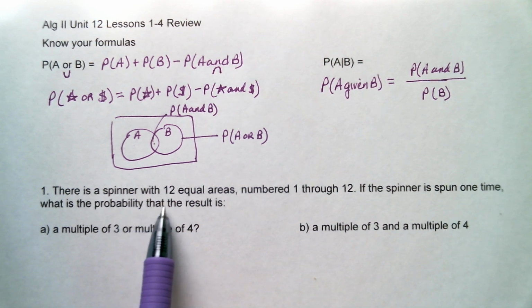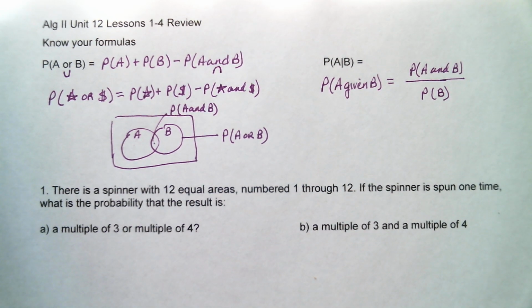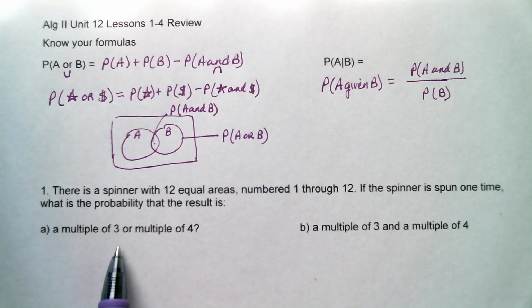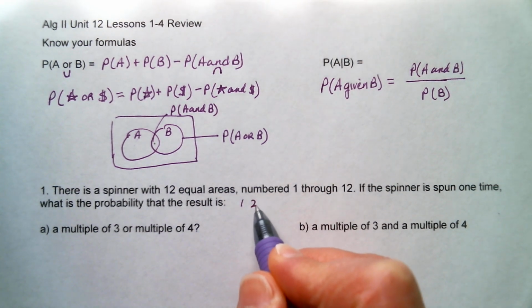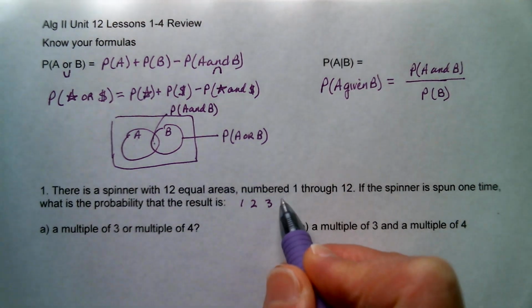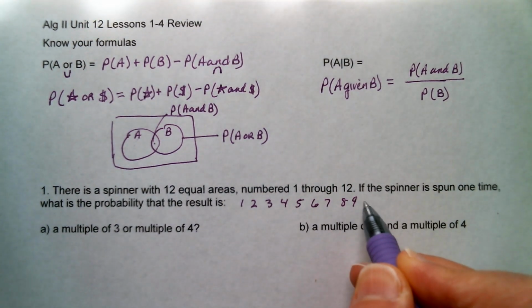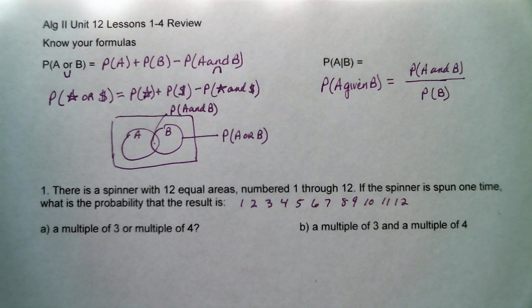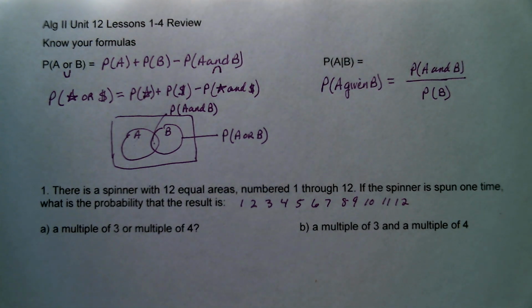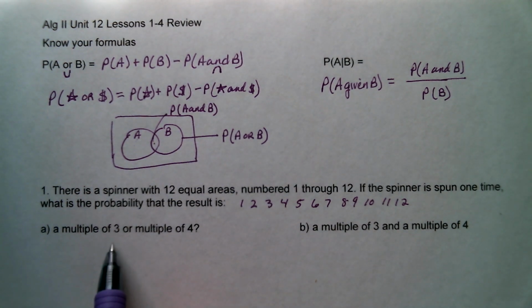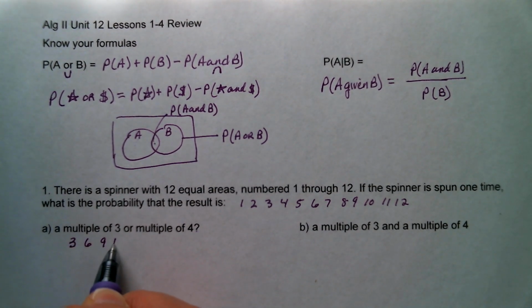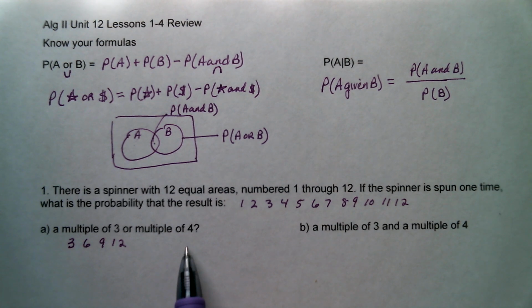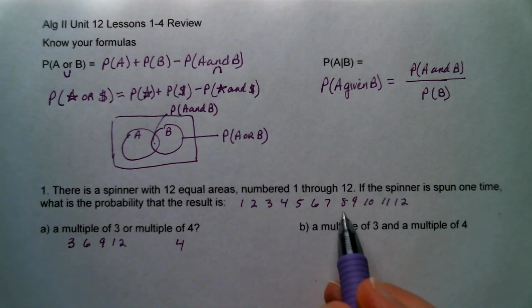All right, so there is a spinner with 12 equal areas, numbered 1 through 12. If the spinner is spun one time, what is the probability that the result is a multiple of 3 or a multiple of 4? Well, there are 12 possible outcomes, because a spinner has 12 equal areas. So in this case, I might just list them. The multiples of 3 are 3, 6, 9, and 12. The multiples of 4 are 4, 8, and 12.